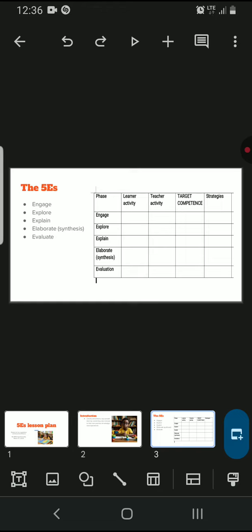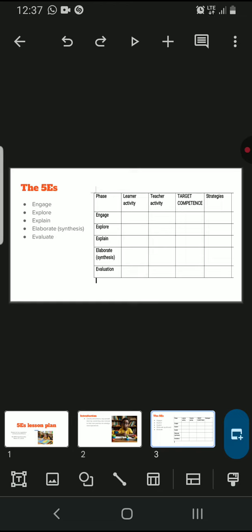Therefore, the first time constructivist theory came in form of teaching, it was used as an investigative method of conducting experiments. So it outlined 5 stages on how an experiment should be conducted. The first phase or stage is engage, and we have explore, explain, elaborate or synthesis. The last stage is evaluation.